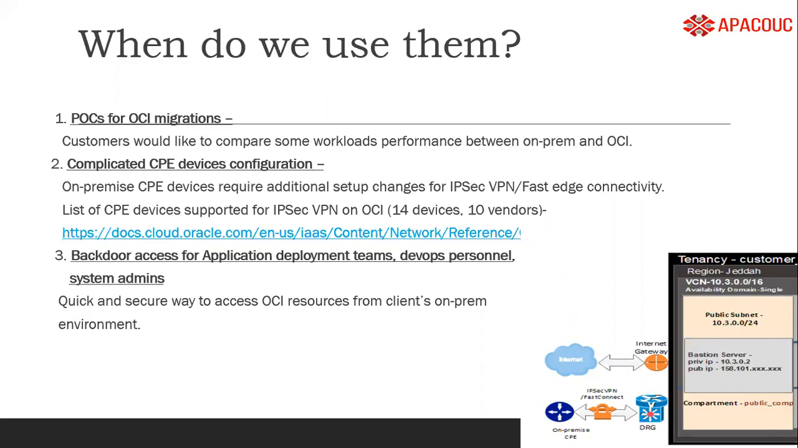The steps need to be done at the networking level, and we need to do certain tweaks in the on-premise CPE device. These steps are different for every single vendor, every single device. So if we have a Bastion server, it will be a very quick and secure way to access the OCI resources from the on-premise environment of the customers.